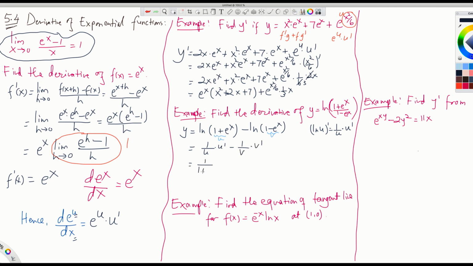1 over 1 plus e to the x times, what is the derivative of 1 plus e to the x? It is 0 plus e to the x, the derivative of e to the x is e to the x itself. So it's just e to the x, minus 1 over 1 minus e to the x times, what is the derivative of 1 minus e to the x? The derivative is 0 minus e to the x, so it will be negative e to the x, right? If you simplify that, you will get e to the x over 1 plus e to the x, and then minus becomes plus, because minus times negative e to the x is just plus e to the x over 1 minus e to the x.